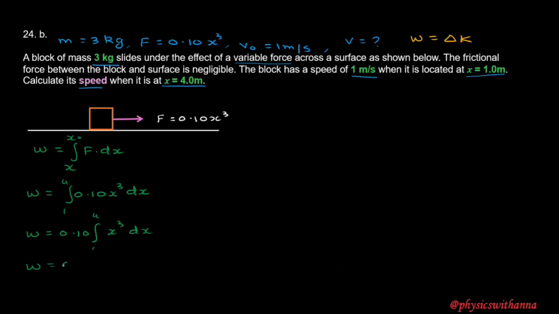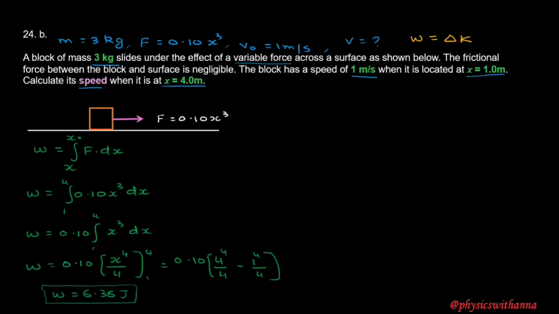Now when you integrate, we increase the power of x by 1. So x to the power 3 will become x to the power 4 over 4. And this is going from x equals 1 to 4. Now we substitute the limits of integral. First, in place of x, you will substitute the upper limit, which is 4. Then in place of x, you will substitute the lower limit, which is 1. So we get 0.10 times 4 to the power 4 over 4 minus 1 to the power 4 over 4. When you solve this, you get the work done to be equal to 6.38 joules.